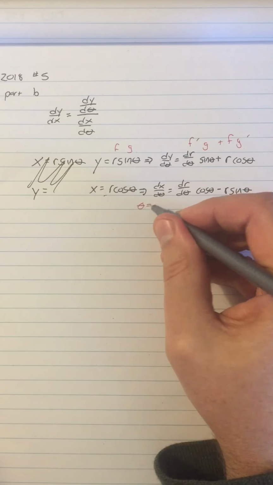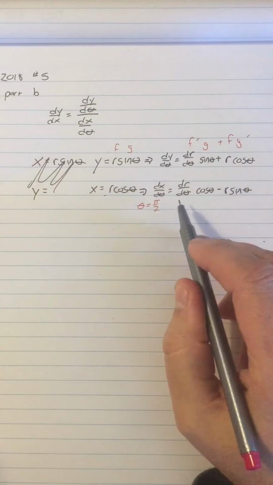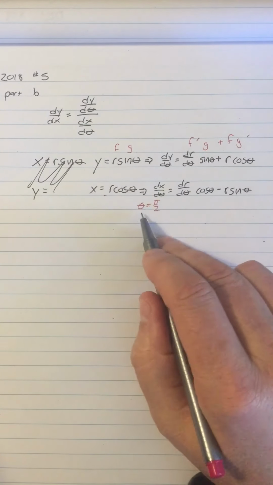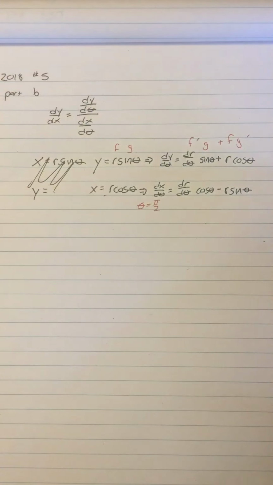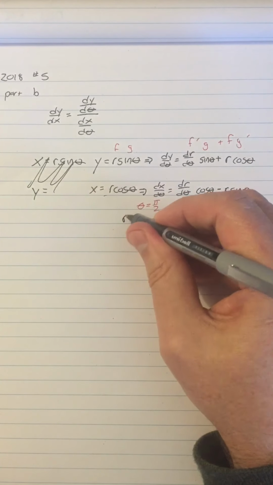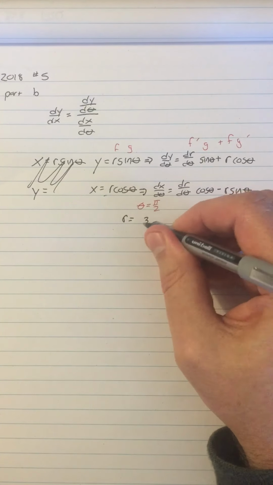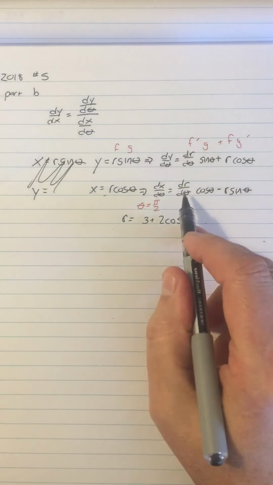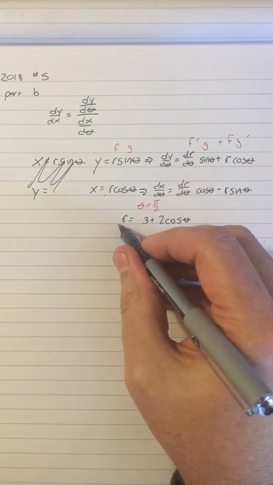for this derivative at theta equals pi over 2. So our problem is we have this dr d theta and this r. We need to know what those are when theta equals pi over 2. So let's start with the fact that we know that r equals 3 plus 2 cosine theta. That's just the given function. So I can find out what dr d theta is just by doing a regular derivative.